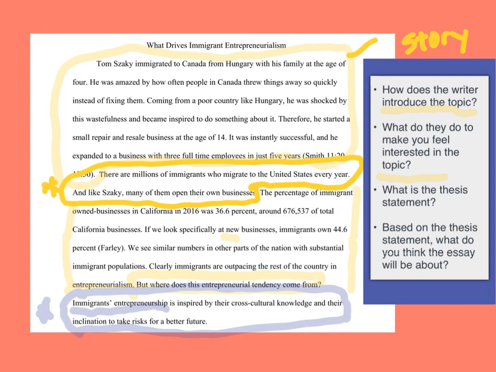So here I would say reasons. And the paper identifies two reasons, right? Their cross-cultural knowledge is reason number one, and their inclination to take risks for a better future is reason number two. So I would guess from this that we are going to have two body paragraphs, one body paragraph to explain each of those reasons.